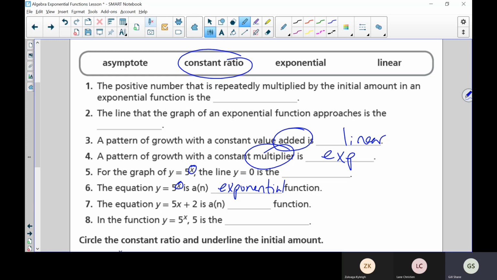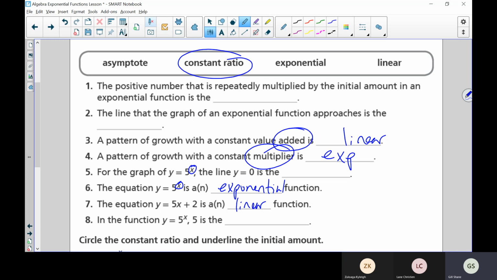Number 7. What kind of equation is that? It's exponential. That's linear. No, x is an exponent, right? So linear.